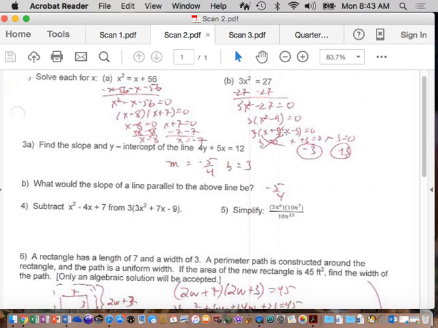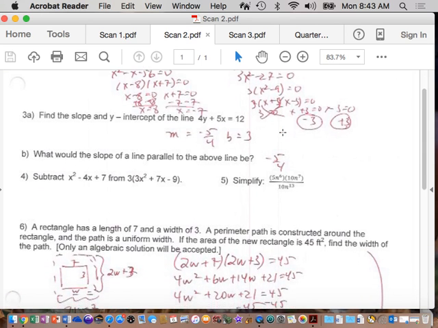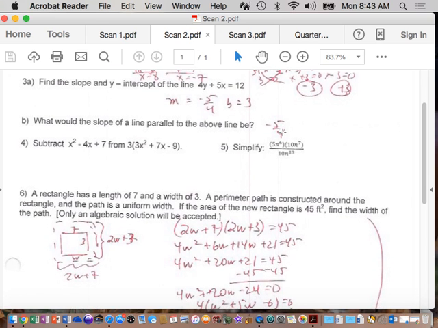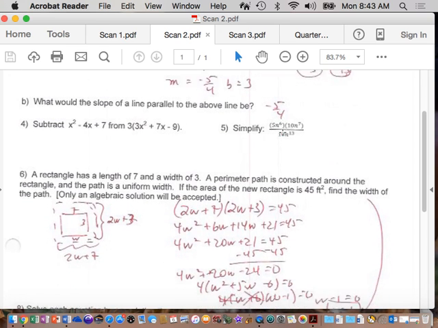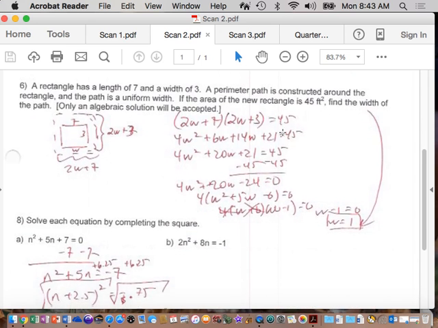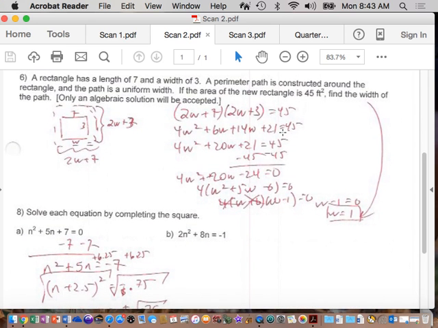Would that have been you? Yeah. That's why I don't like to do it that way. And that's why, even though it's a little longer, I do it the way I do it. But if you had done it the other way and remembered plus or minus, you would have gotten full credit. Without the plus or minus, you would not. Okay, here's our favorite perimeter path problem.